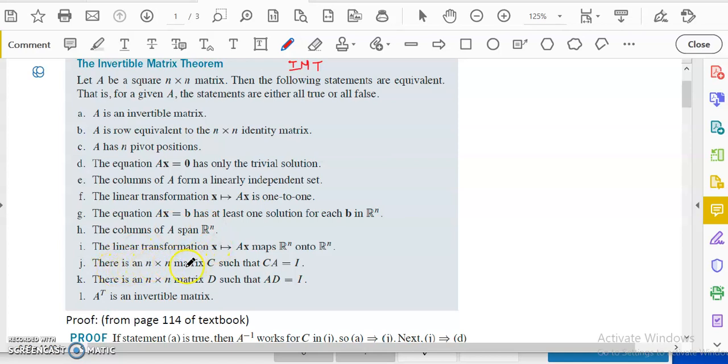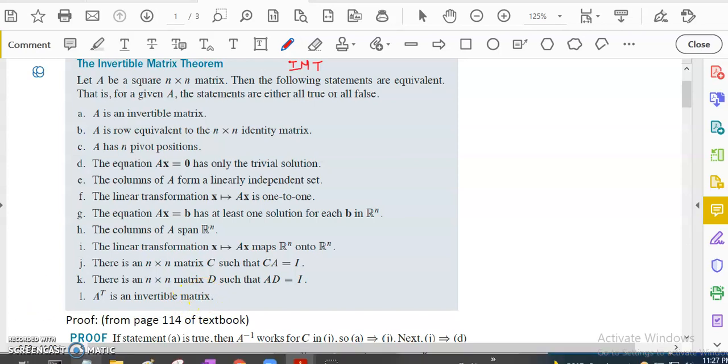It also means that you can find a matrix C such that C times A equal to I. And you can find a matrix D such that A times D on the other side is equal to I. The last one is A transpose is also invertible, which we cover, I think, in 2.2.